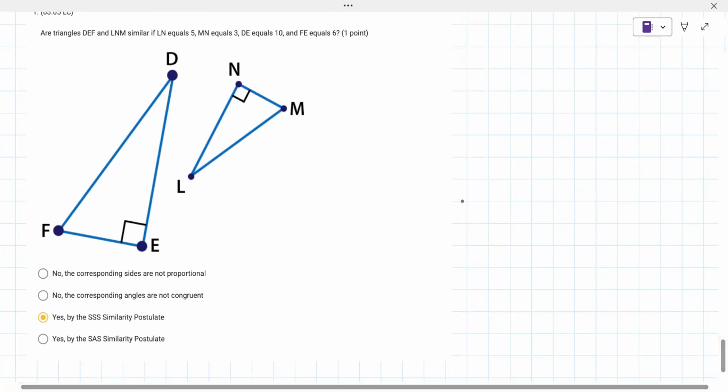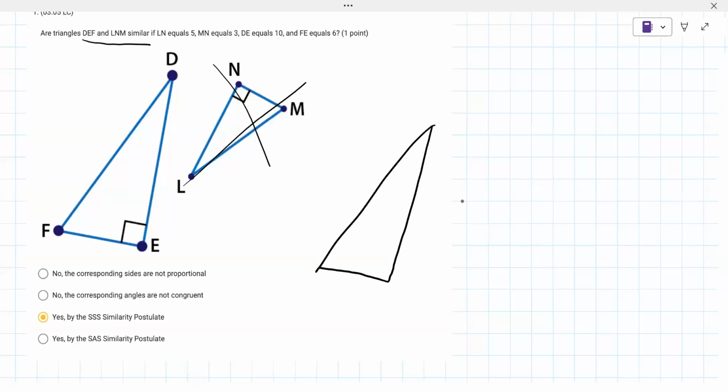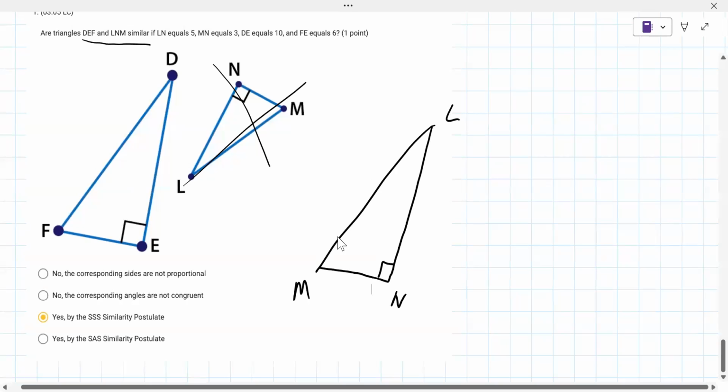Okay. Now see how it says are triangles DEF and LNM similar. One of the things that you would probably want to do here is reorient one or both of the triangles. So I'm going to reorient this one here so that it matches. So L is at the top, N, M like that. So we have L, M. I'm just reorienting it so it looks like the one on the left here.